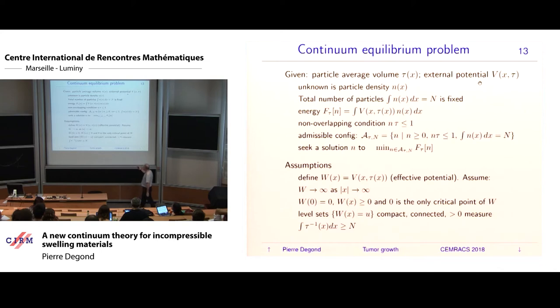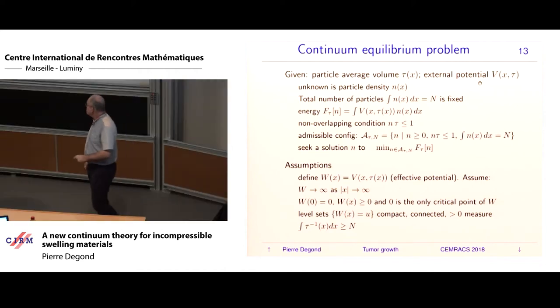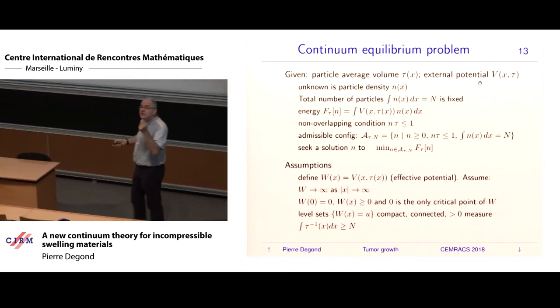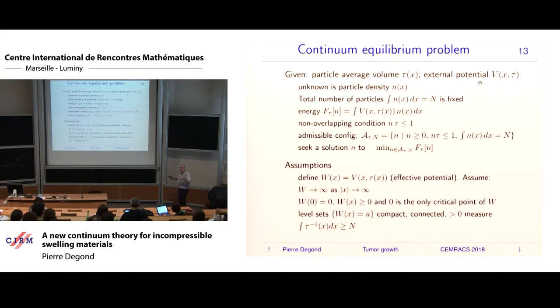connected with a strictly positive surface measure. So in other words, I cannot get level sets that are, say, single points or points of low dimension, lower than the dimension of the space minus one. Okay, we're in dimension D, so the surfaces will be dimension D minus one. So this is a positive measure in dimension D minus one. And I will assume that my medium can carry more particles than I have, so that I will always have a solution. I mean, I can hope to have a solution.